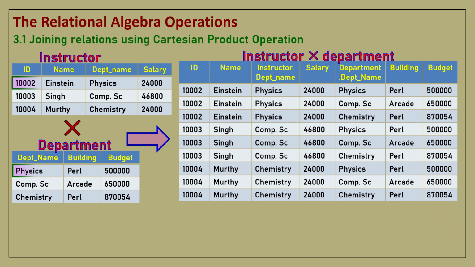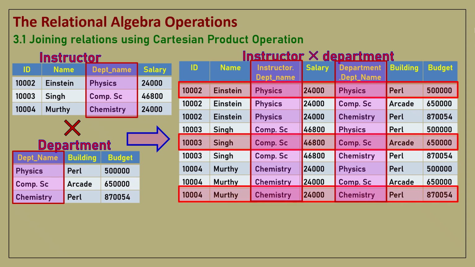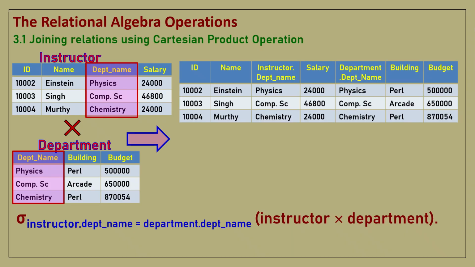Some information can be derived from combining 2 relevant relations in a meaningful way. In instructor and department relations, department name is a common attribute. We can join 2 relations using this attribute. Tuples having the same department name in the Cartesian product can be considered. The relational algebra operation for this is sigma instructor dot department name equals department dot department name from instructor cross department. The resulting relation of this operation has fewer tuples than the original Cartesian product and is more meaningful.